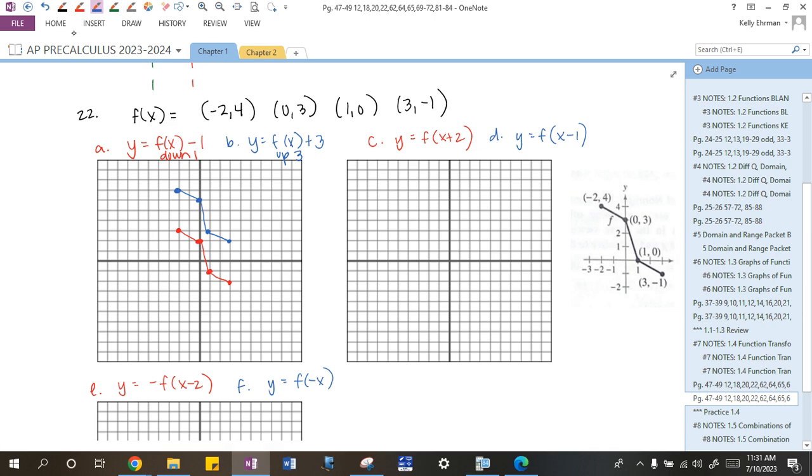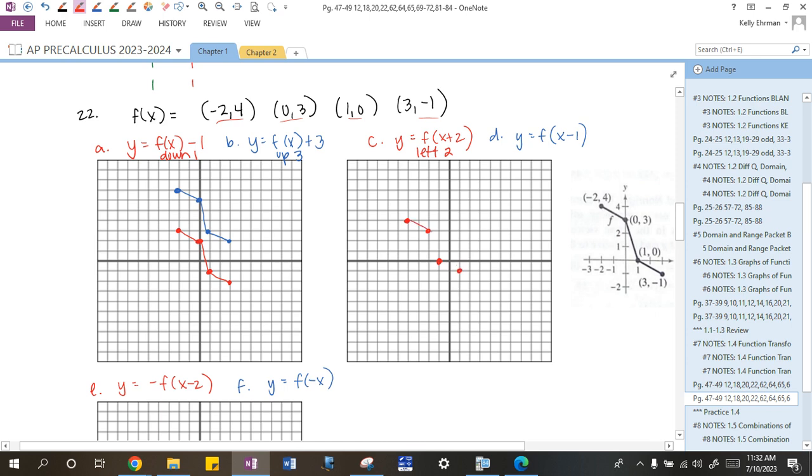C and D are horizontal translations. So C is going to be left 2. So I'm taking each of these, still these original coordinates, and moving left 2. So we're going to start at -4, 4, -2, 3. And I'm just subtracting 2 from everything. My brain is just a little fried. So -1, 0, and then 1, -1.